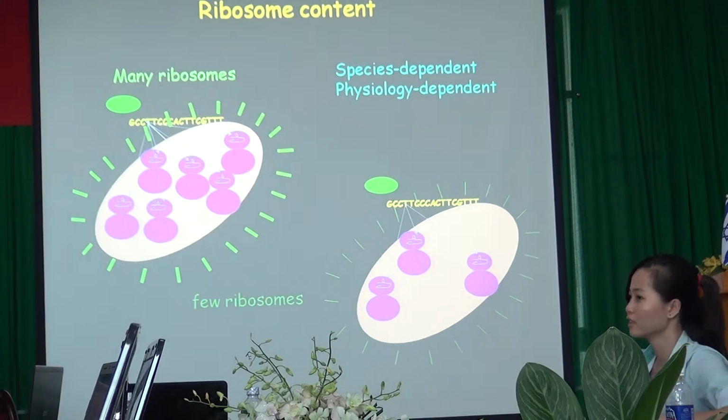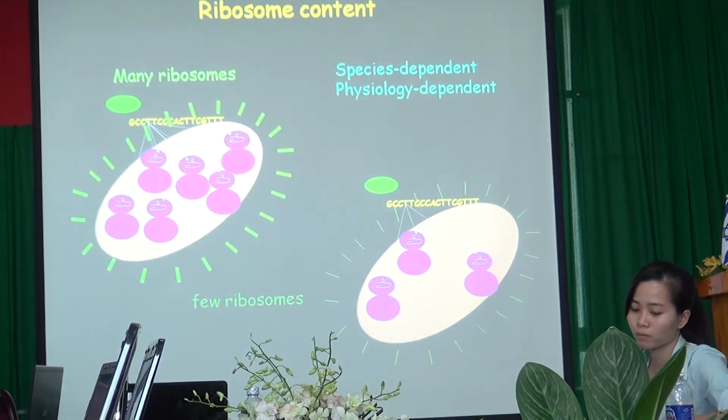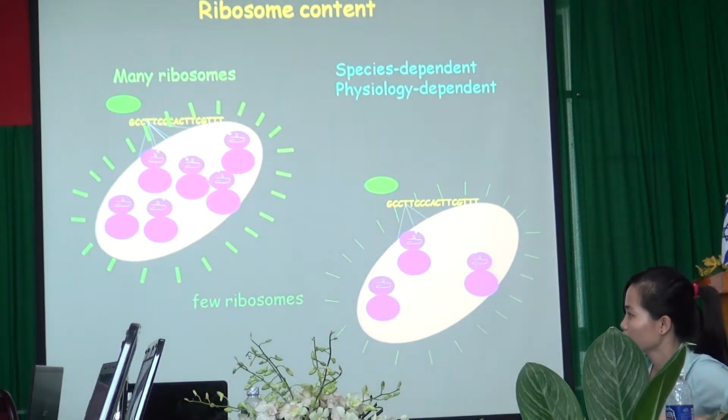Okay, you remember yesterday we talked about the zymogenous populations and the autochthonous populations. So this is the autochthonous, and this one the zymogenous.